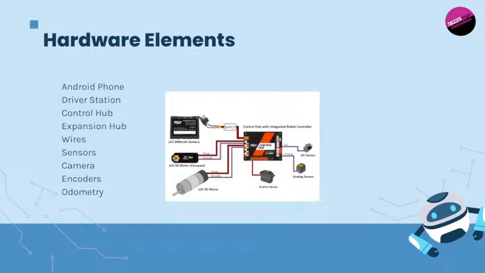Okay, so hardware elements, going back in, here's a list of the hardware elements that you need. So like an Android phone and the driver station. Technically, you could get away with using an Android phone, but a lot of teams use a driver station. It's also similar to an Android phone, except it's made for FTC. And there's the control hub, which is that thing. It's going to be mounted on your robot. There's also the expansion hub, which is also connected to the control hub, but it has more ports, and you would also need wires, sensors, and cameras.